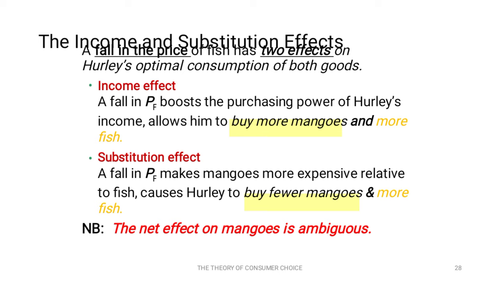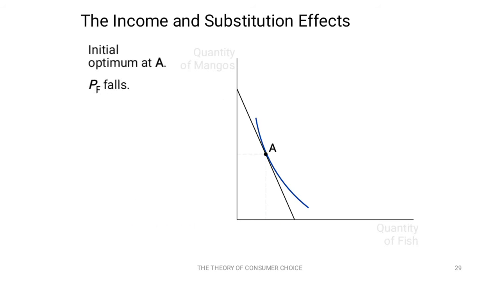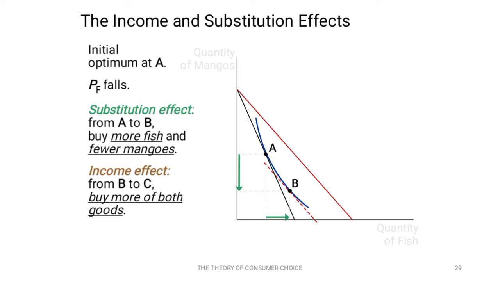So for the income effect, a fall in price boosts the purchasing power, because when there's a fall in price, the amount you would have left after purchasing the one good is more, so you have more money to buy more of other goods. Substitution effect is that one good becomes expensive relative to the other, and then you buy fewer mangoes and more fish. So the net effect on mangoes is ambiguous. Okay, so income effect and then substitution effect.